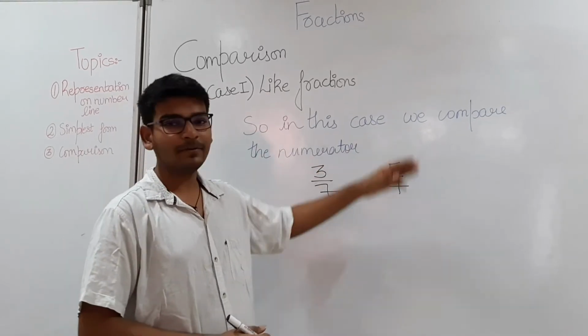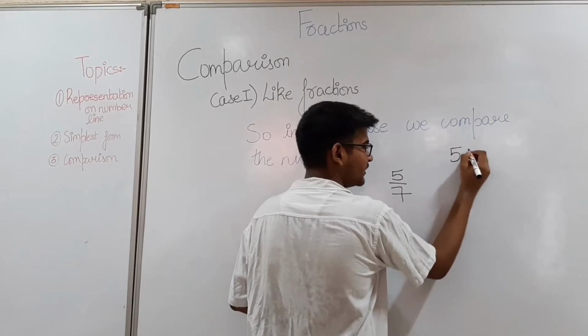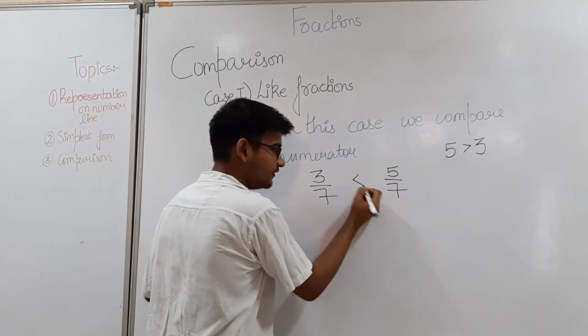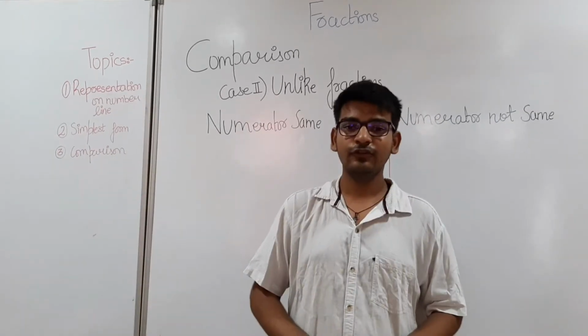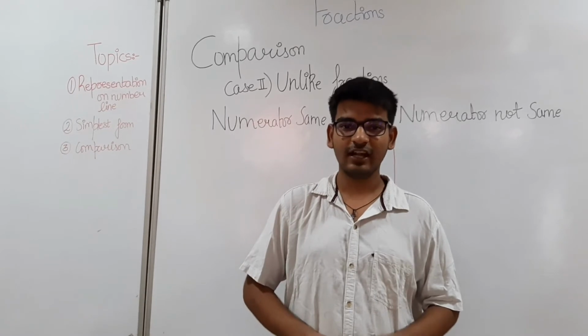So we will compare the numerator of the fraction. Since 5 is greater than 3, therefore 5 by 7 will be greater than 3 by 7. So our next case will be when we have to compare two unlike fractions.